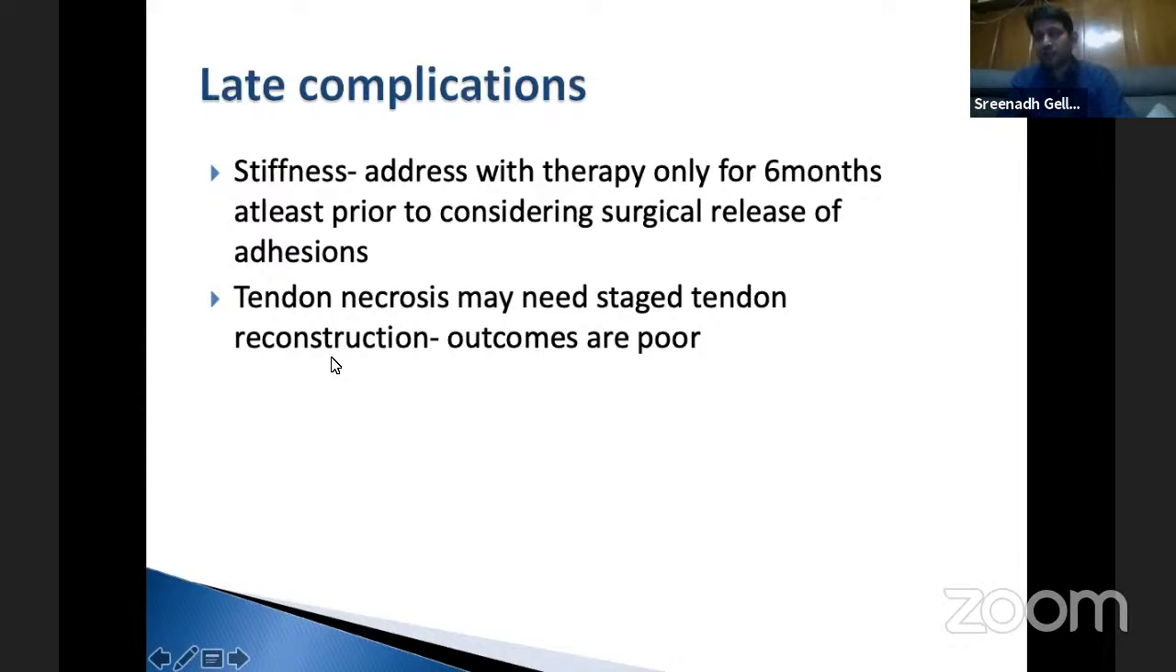Tendon necrosis can happen, and sometimes even though you control the initial infection quite well, there can be avascular necrosis of the tendon, and there can be late ruptures as well. If this happens, we need to consider 2-staged reconstruction, and the results in general are quite poor.